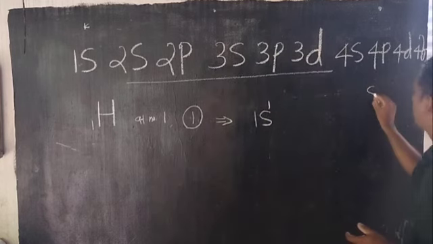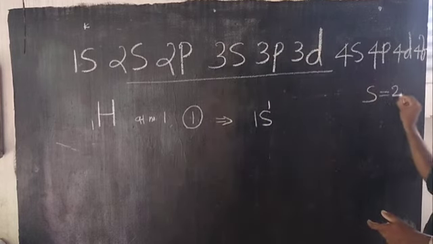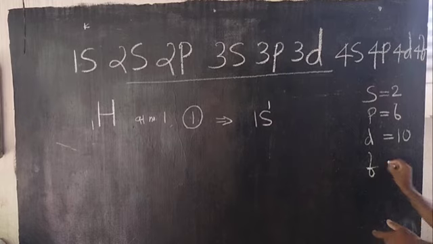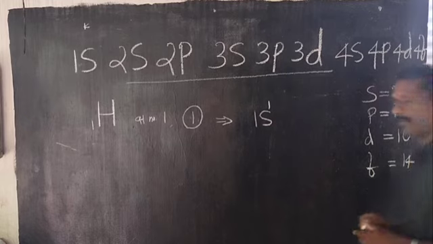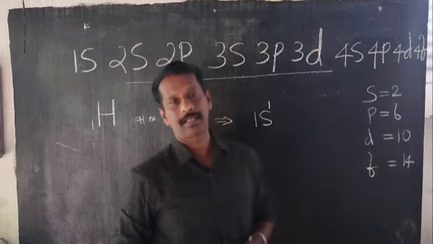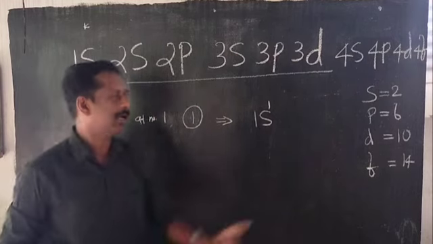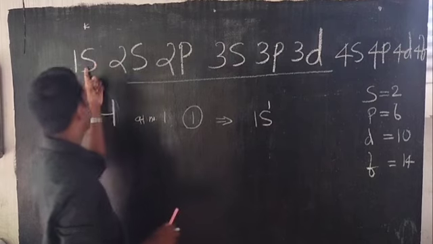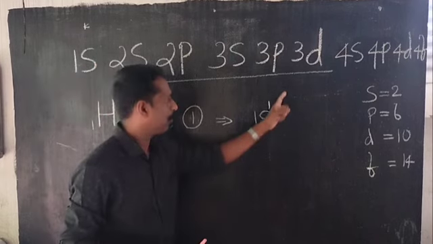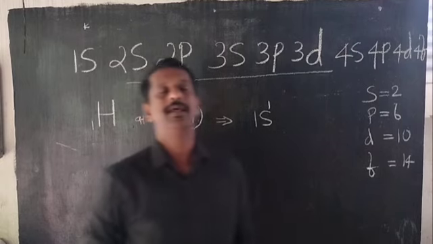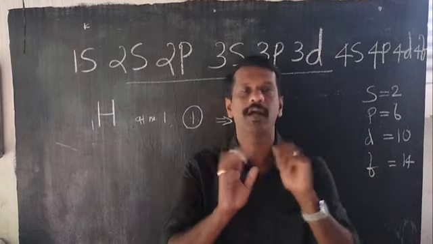The maximum number of electrons in s orbital is 2, in p orbital it is 6, in d orbital it is 10, and in f orbital it is 14. These all we have discussed in the last class. And when you come to hydrogen, it has only 1 electron. That electron will enter into the first subshell, that is 1s, and since it has only 1 electron, you can write it as 1s1. This is the electronic configuration of hydrogen.